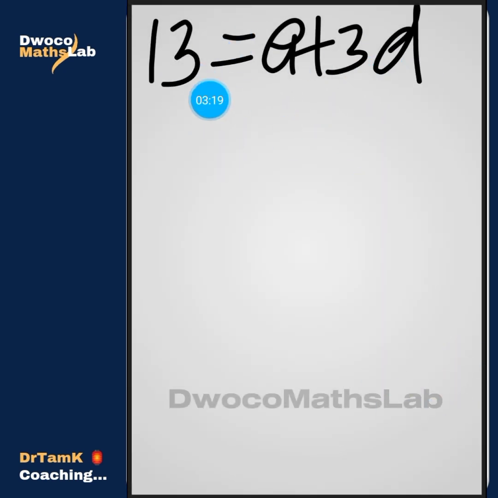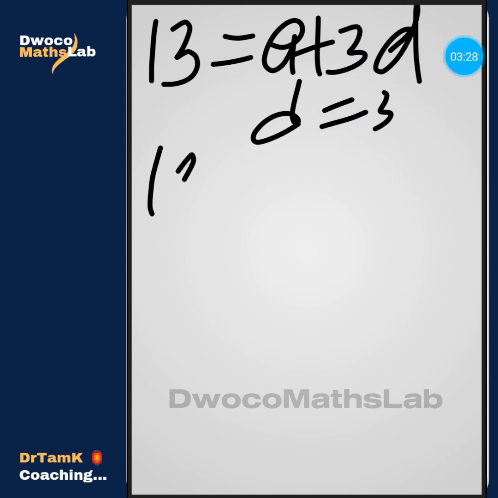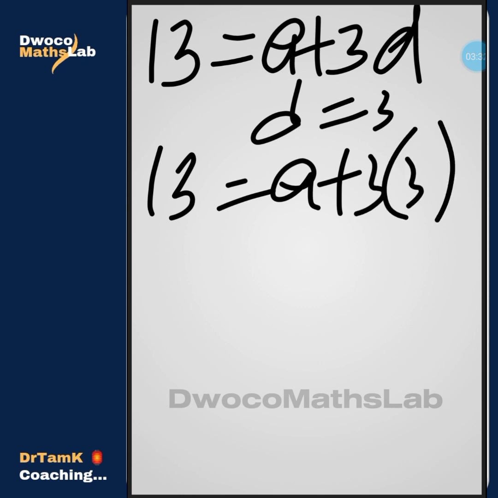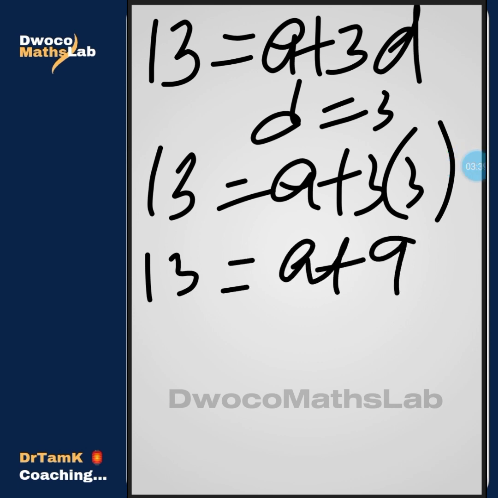All right, so this is equation 1. We have 13 equals a plus 3d. From what we got now, d equals 3, right? So put your d as 3 here. We're going to get 13 equals a plus 3 times 3. 3 bracket 3 means 9. So we're going to get 13 equals a plus 9, obviously.